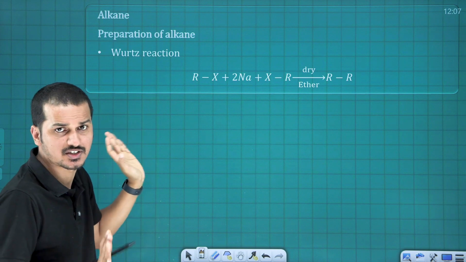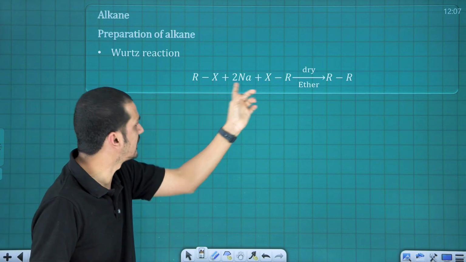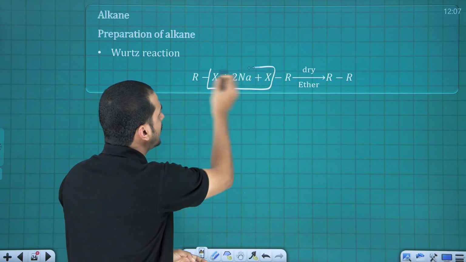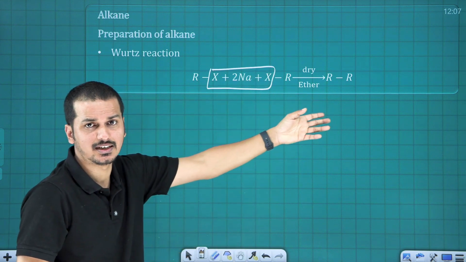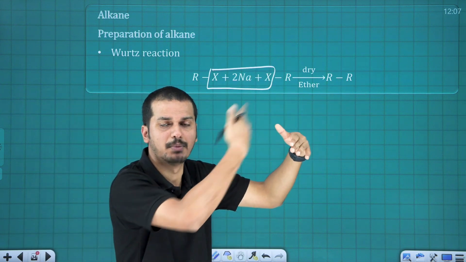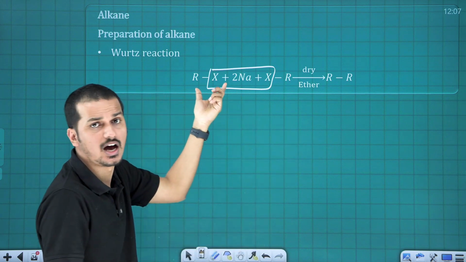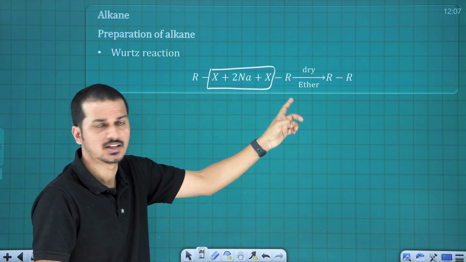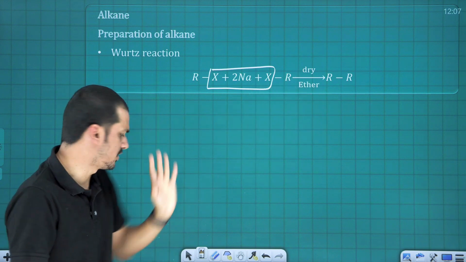So first of all, in alkanes, first we have to remember Wurtz reaction. You know haloalkanes react with sodium in the presence of dry ether. What will they give? R-R, an alkane you will get. That alkane will always have double the number of carbon atoms of the haloalkane. Whenever you take mixed haloalkanes, you will get mixed alkanes. I hope you remember that idea also.